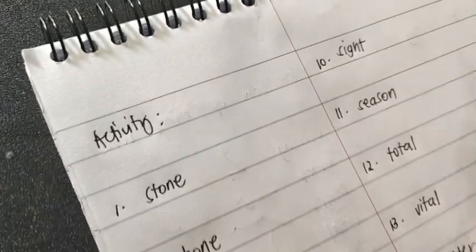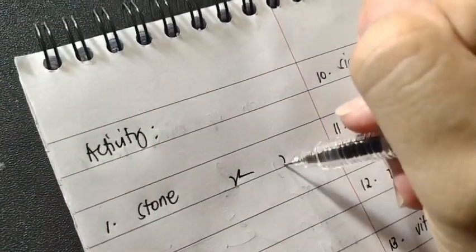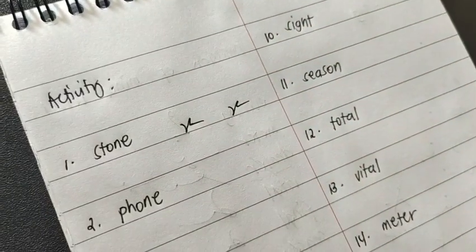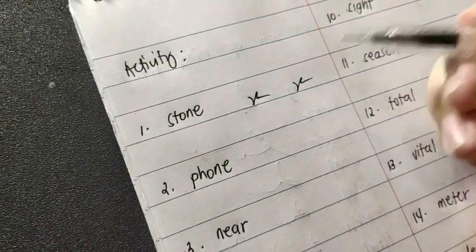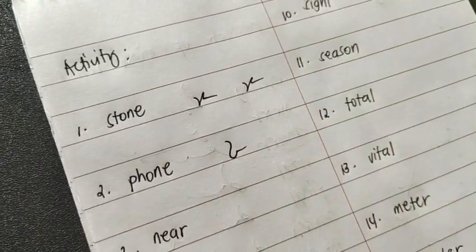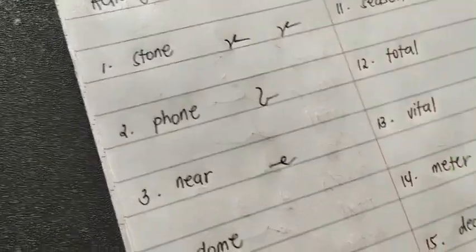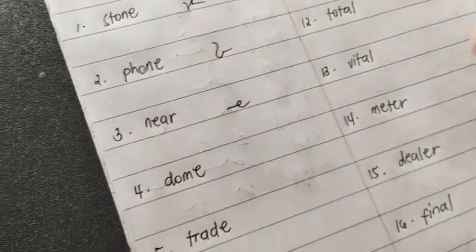So for the word stone, we have S-T-O-N. Ayan, stone or S-T-O-N. Stone. So, pag ganyan, tama yan. In-adjust natin, di ba, yung O. Next is phone. We have F-O-N. Phone. Okay, next is near. N-E-R. Near. Okay, next is dome.